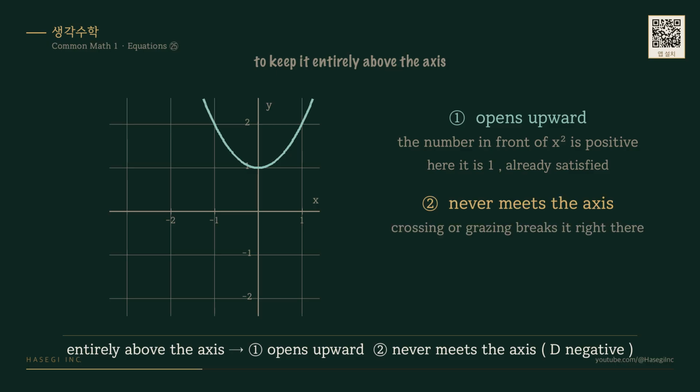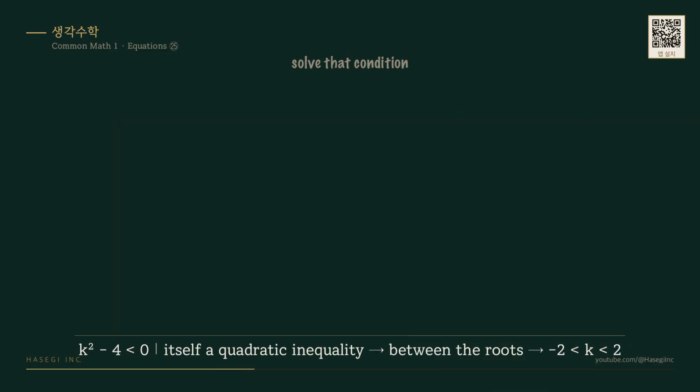Second, it must not meet the axis at all, since crossing or even grazing would give a value that fails the condition right there. Not meeting means a negative discriminant. Those two lines are the whole requirement. So work the discriminant out. k squared minus 4 is less than 0.